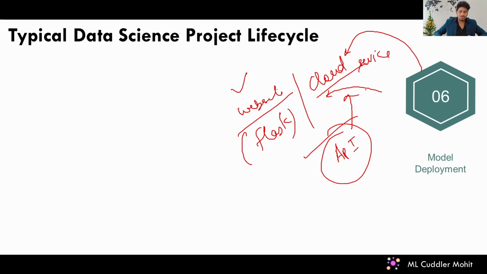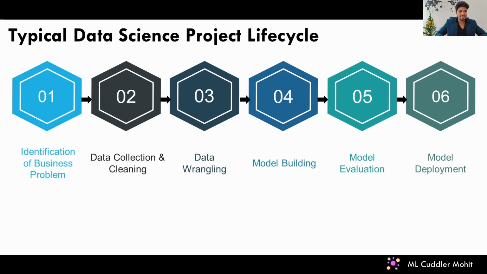So these are the 6 steps which are involved, guys: identification of the business problem, data collection and data cleaning, then data wrangling, model building, model evaluation, and model deployment. These are the 6 steps involved in any typical data science project life cycle, right? I'm hoping that now these steps are clear to everyone. There are different skill sets involved in every step of this project life cycle, which I will talk about in a separate video, guys.